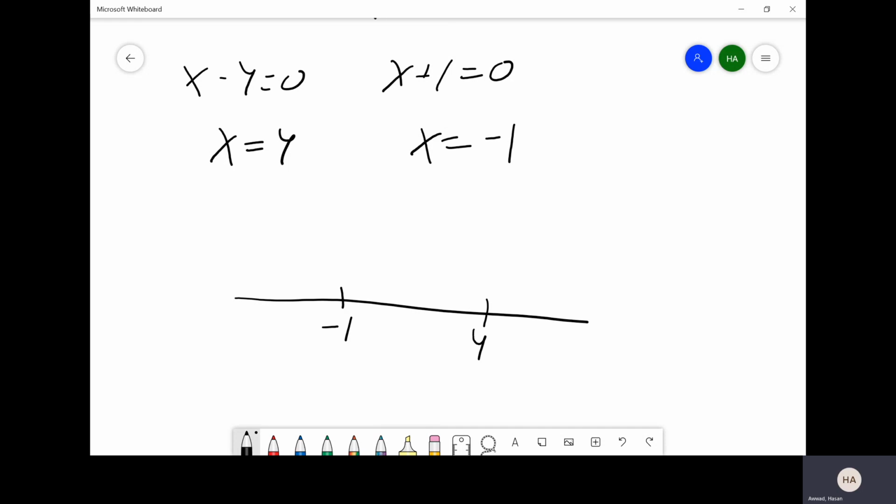And now what you see, the difference, is that we have 3 intervals, right? Plotting that 4 means that we're going to have an interval here and also an interval here. So we have 3 in total as opposed to just 2.